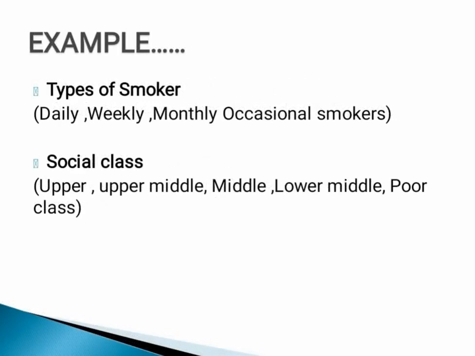Similarly, if we want to study types of smokers, like daily smokers, weekly smokers, monthly smokers, occasional smokers, and their stress level, etc. Social class, the people who belong to different social classes like upper class, upper middle class, lower middle, poor class, and their buying pattern. So these are the different examples related to categories.